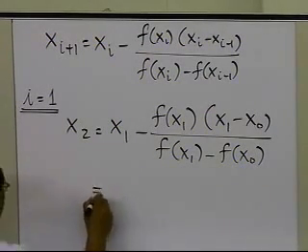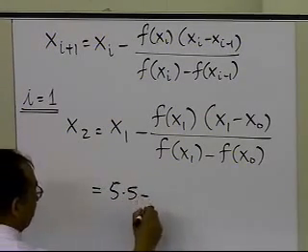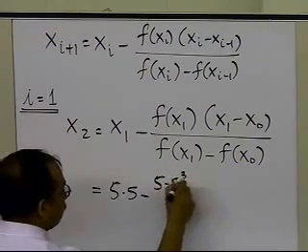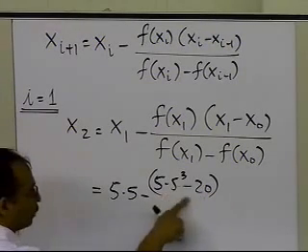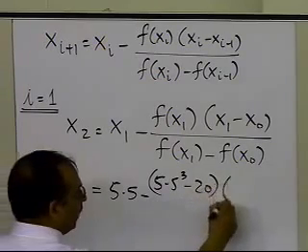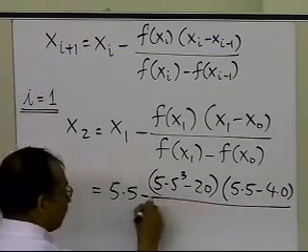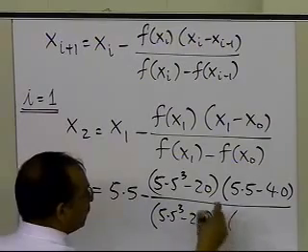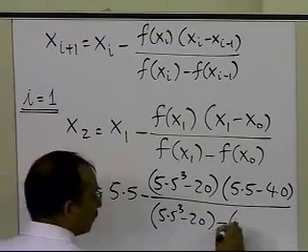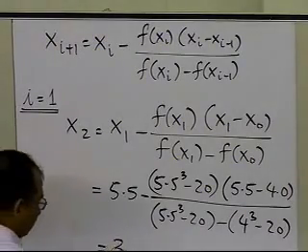So what is x1? x1 is nothing but 5.5. What is the value of the function x1? It is 5.5 cube minus 20. All I'm doing is plugging in the value of x1 equal to 5.5 into my function. And my function is x cube minus 20. So I get 5.5 cube minus 20, times x1, which is 5.5, x naught is 4.0, divided by the value of the function at x1, which is 5.5 cube minus 20, minus the value of the function x naught, which is 4, so 4 cube minus 20. And this value here turns out to be 3.353.